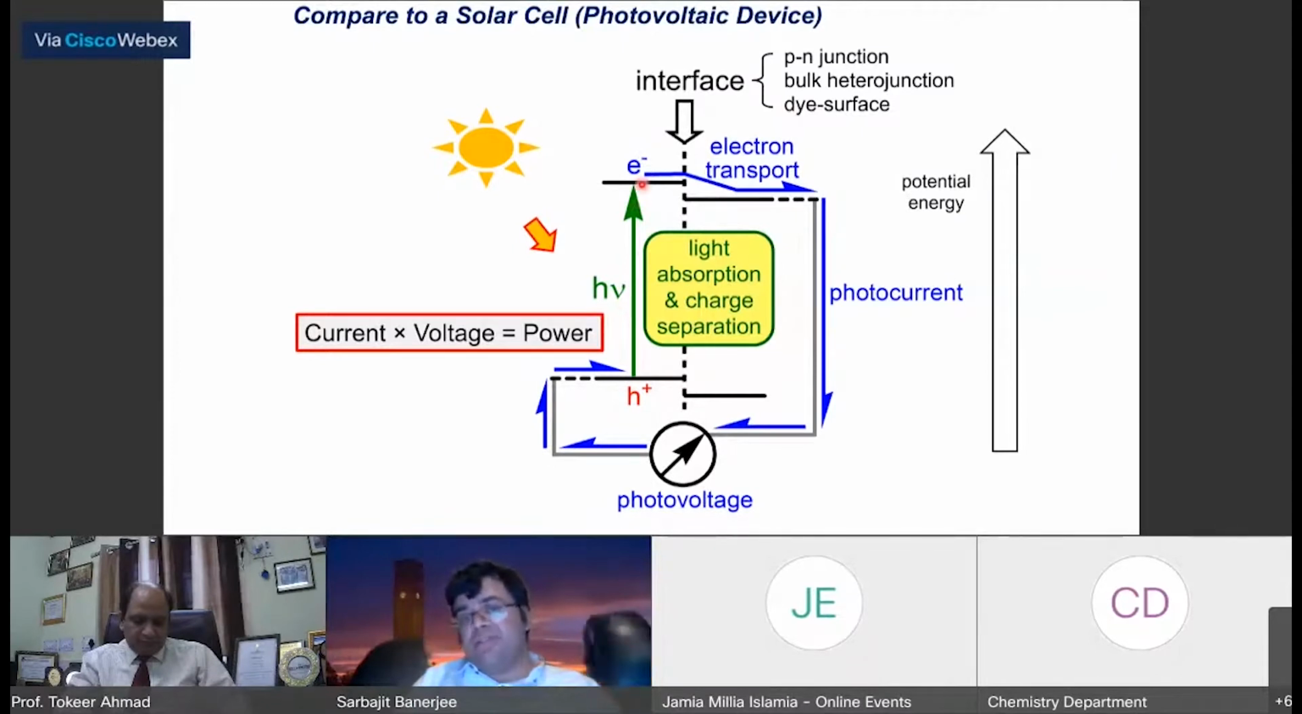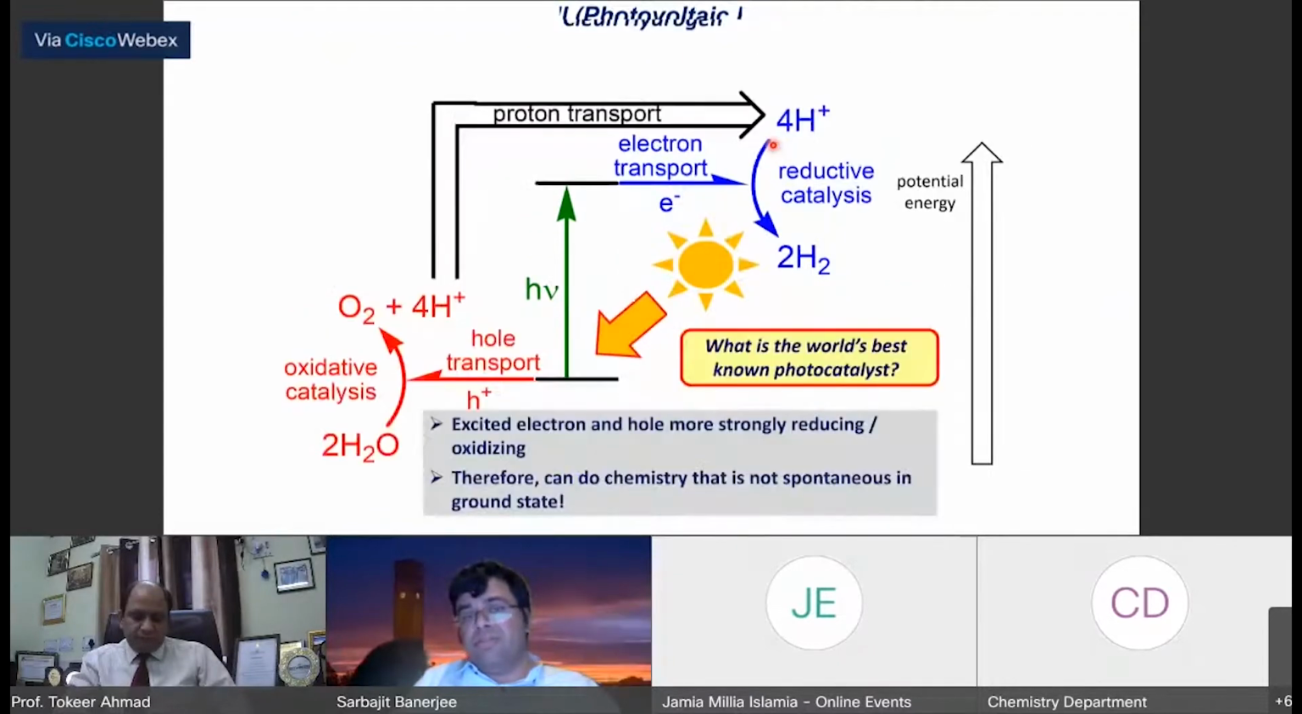You take a semiconductor, you excite it, but then you flow that electron across an external load, and the current times the voltage gives you power, right? And that's the only difference from a chemical energy conversion system. So what is the world's best photocatalyst before we came along?